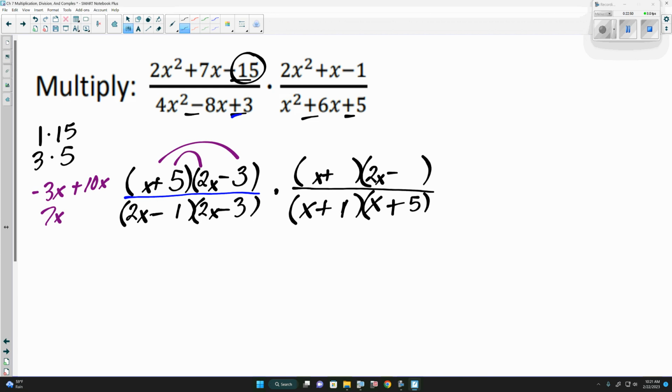Now we look at the third term. The factors of 1 are 1 and 1. Now we can check this again to make sure that these are the correct factors. X times negative 1 is negative x. 1 times positive 2x is plus 2x, which gives us a middle term that is positive x. Any questions on any of this here?